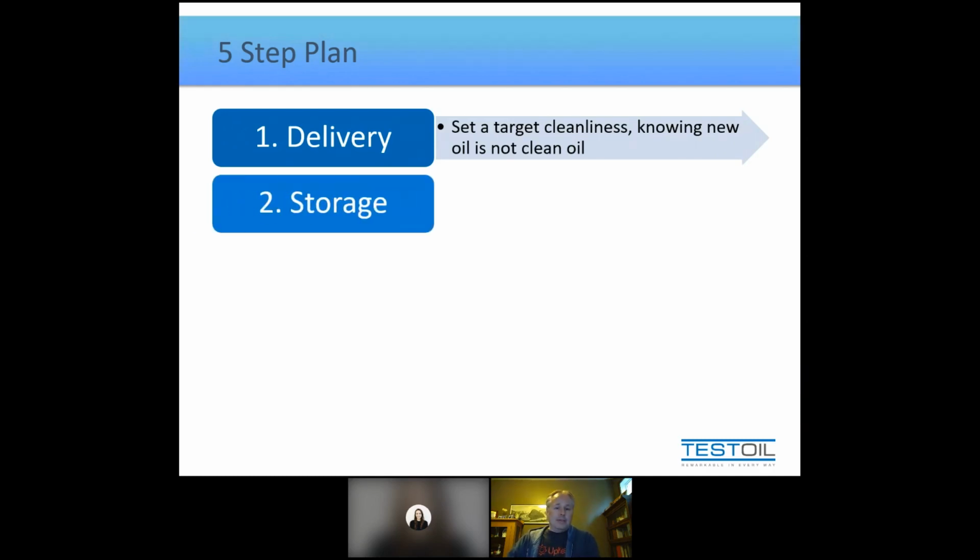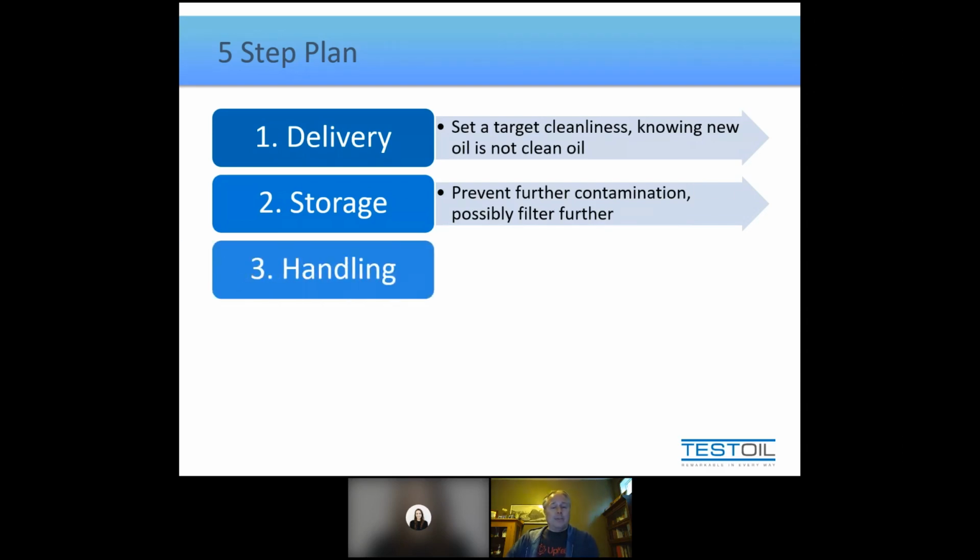After that, we consider storage. Once we've taken delivery of it, we must store it. And in this case, we have to look for ways to prevent any contamination and possibly avail ourselves of some ways of filtering it while it's in storage. After that, we need to take it out of storage, carry it towards the machine, pump it directly into the machine, whatever it might be. And again, the same considerations come up. How do we prevent contamination? Are there any other opportunities we have for filtering it?